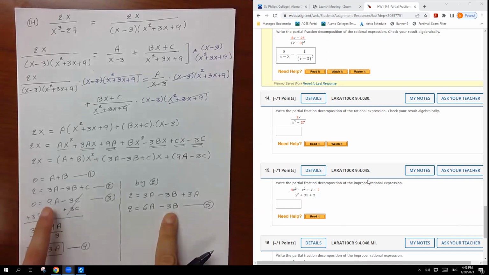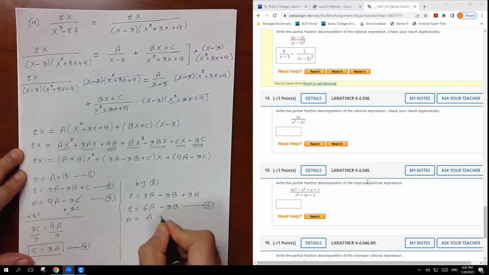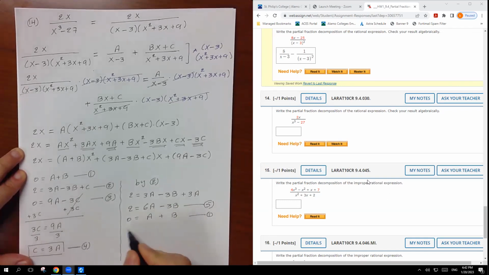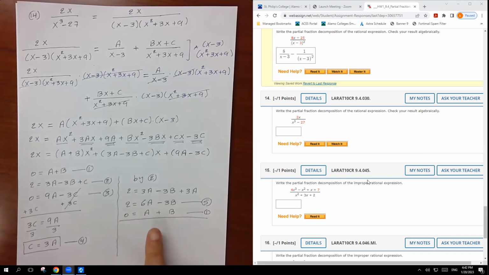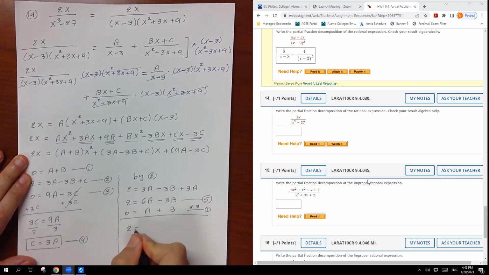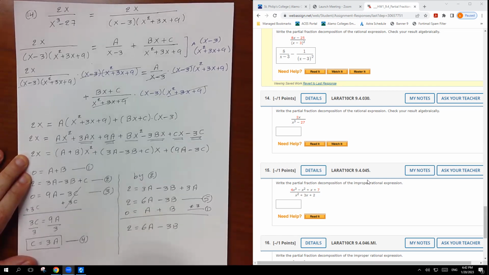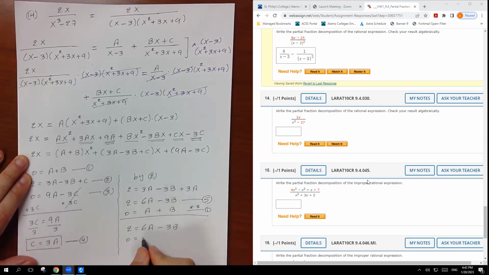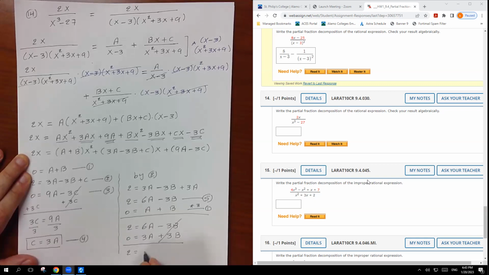Now number 5 is similar to number 1, which has a and b. So I'm going to write down number 1: 0 equal a plus b. This is number 1. Now I'm going to solve these two equations by elimination. So I'm going to multiply number 1 by 3. Number 5 is going to be 2 equal 6a minus 3b. And number 1 is going to be 0 equal 3a plus 3b. By elimination, we're going to cancel these. So 2 is going to be equal to 9a.